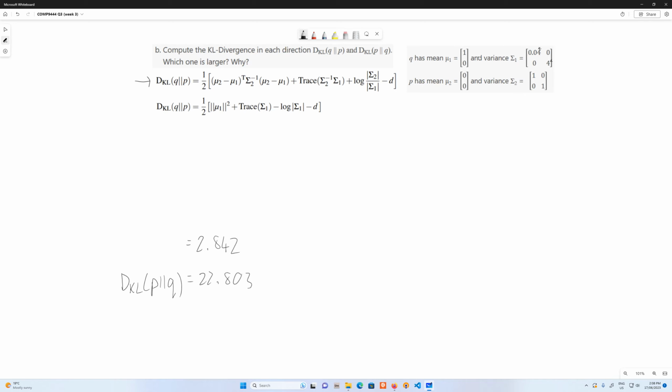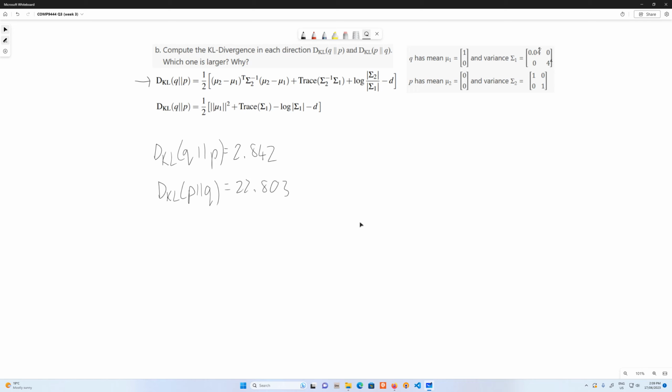So that first calculation was the KL divergence from Q to P. Cool, and now we have our results. So you can see that actually the values are quite different. So we see that using the P distribution as a reference for Q, the KL divergence isn't that big.